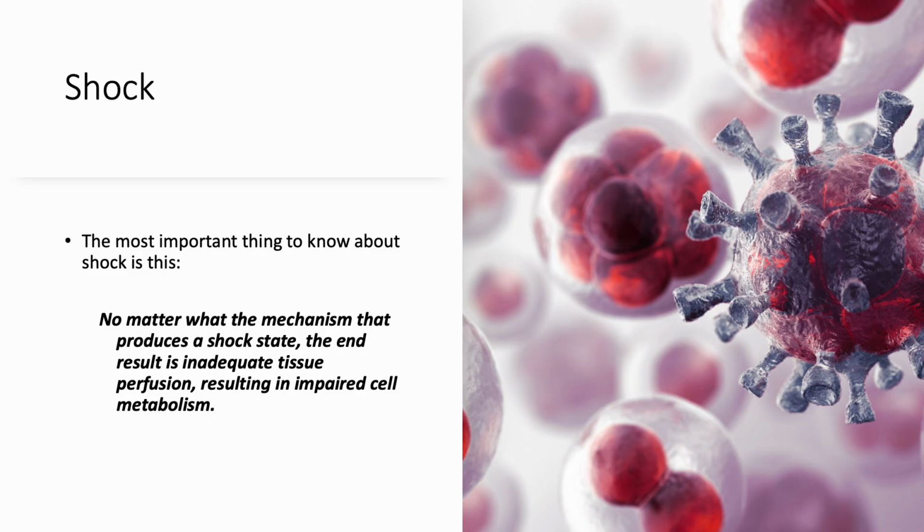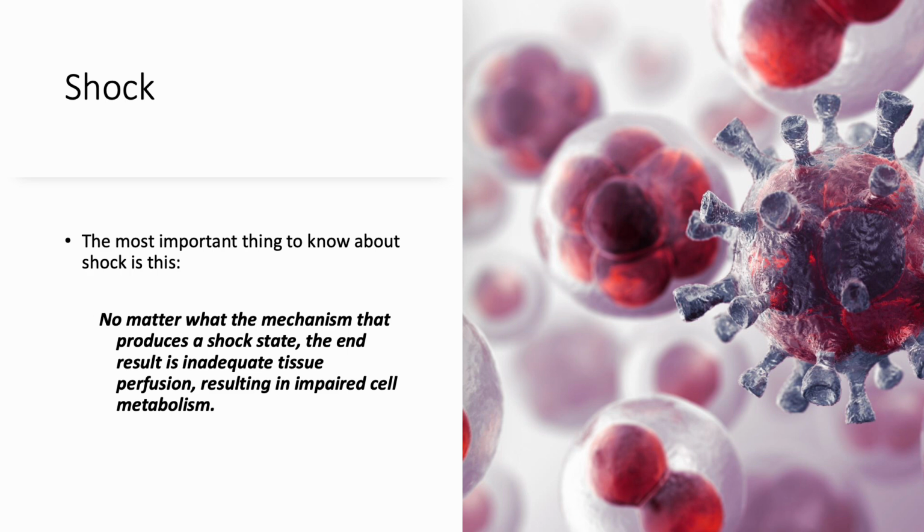The most critical concept in understanding shock is that regardless of the cause or type, the ultimate result is inadequate tissue perfusion. This means that the body's tissues and organs do not receive enough oxygenated blood to meet their metabolic needs. As a result, cellular metabolism becomes impaired, leading to dysfunction or failure of vital organs.